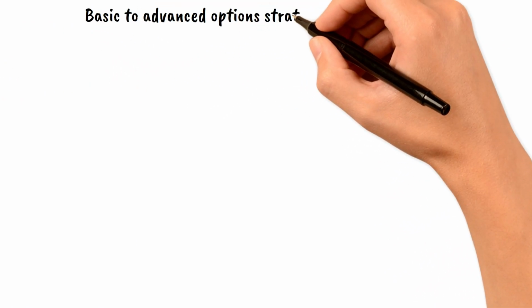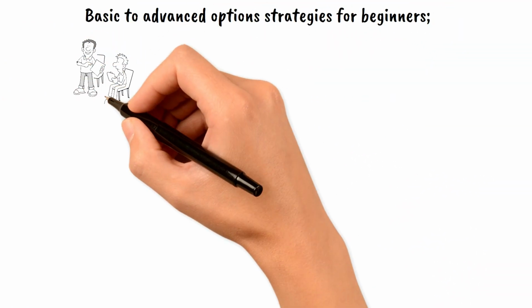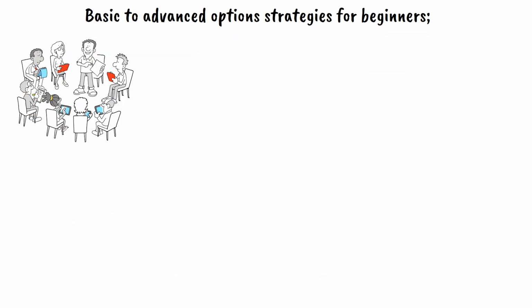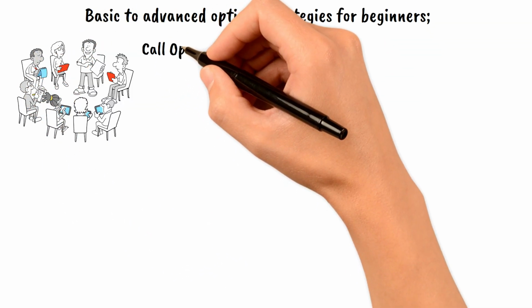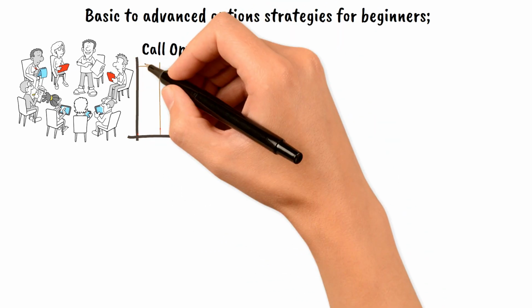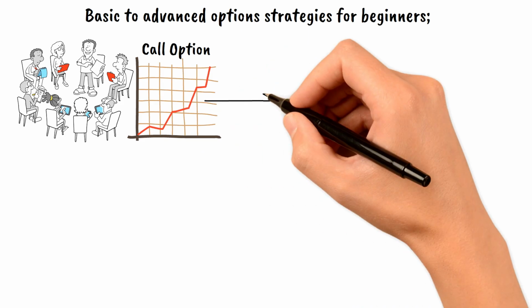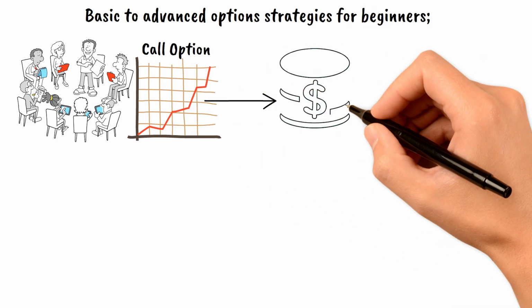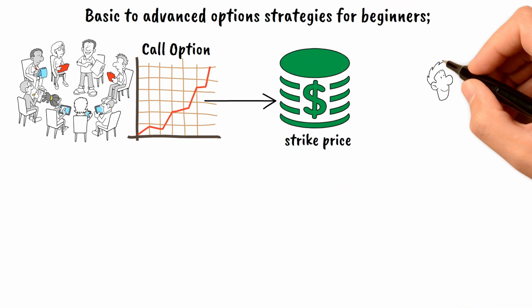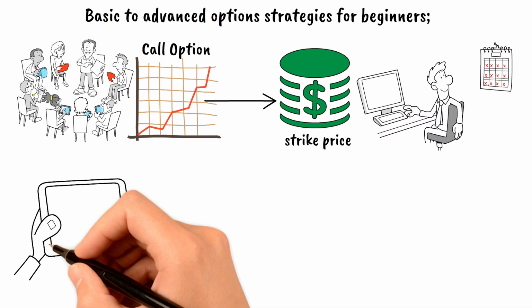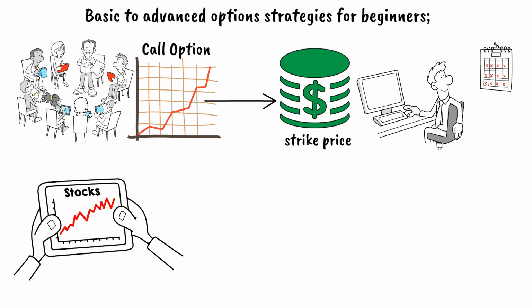Basic to advanced options strategies for beginners. Now is the time to share some secret options strategies with you. First off, buy call options. A call option allows you to profit from a rising stock price. By purchasing a call option, you can buy the underlying asset at the strike price before the expiration date. This strategy is suitable when you expect the stock price to increase.